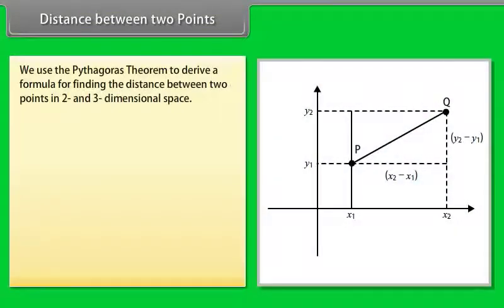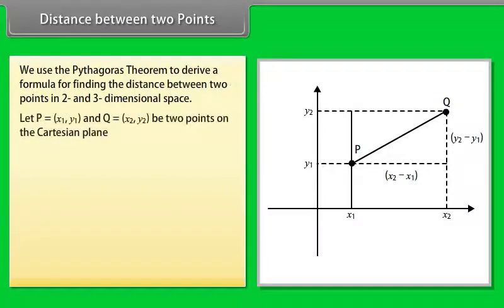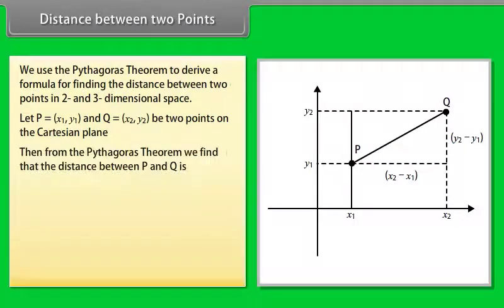Distance between two points. We use the Pythagoras theorem to derive a formula for finding the distance between two points in two and three dimensional space. Let P = (x1, y1) and Q = (x2, y2) be two points on the Cartesian plane as shown in the figure. Then from the Pythagoras theorem, we find that the distance between P and Q is PQ equal to square root of (x2 minus x1) squared plus (y2 minus y1) squared.